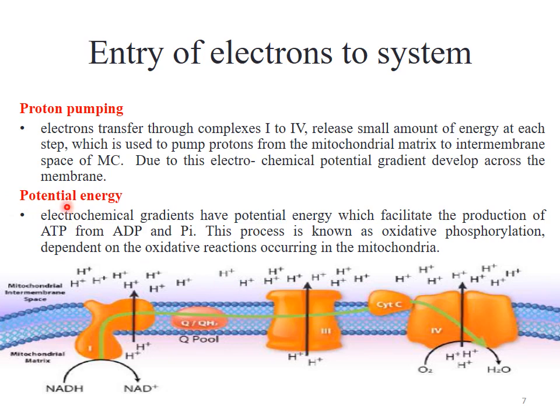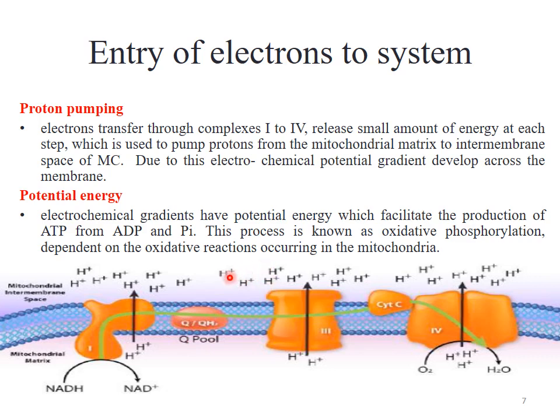And the fourth and final term which is used in the ETC is the potential energy. The electrochemical gradient has potential energy which facilitates the production of ATP from ADP and inorganic phosphate. This process is known as oxidative phosphorylation, and it depends on the oxidative reactions occurring in the mitochondria.